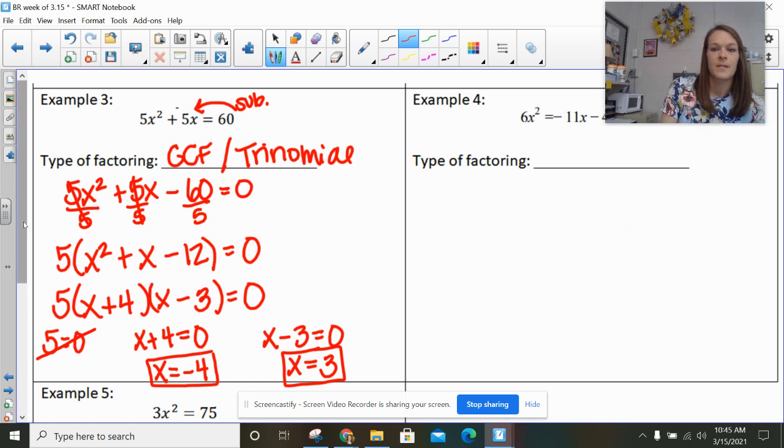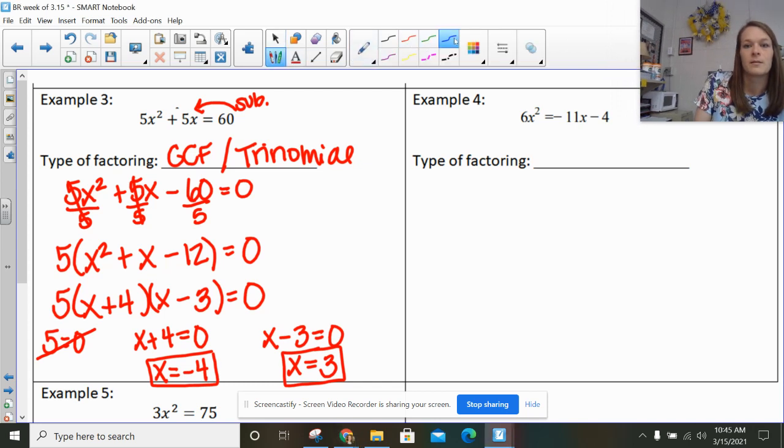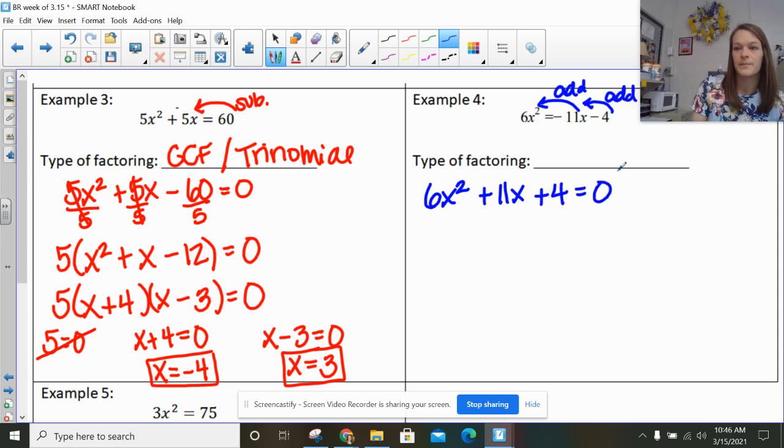Okay. All right, and so our next one, we need to make it equal to 0 as well. So in order to make this equal to 0, this 11x needs to come over here, and because it's negative, I need to add it, and that -4 needs to go over there too, and I need to add it. So this is going to become 6x squared plus 11x plus 4 equals 0.